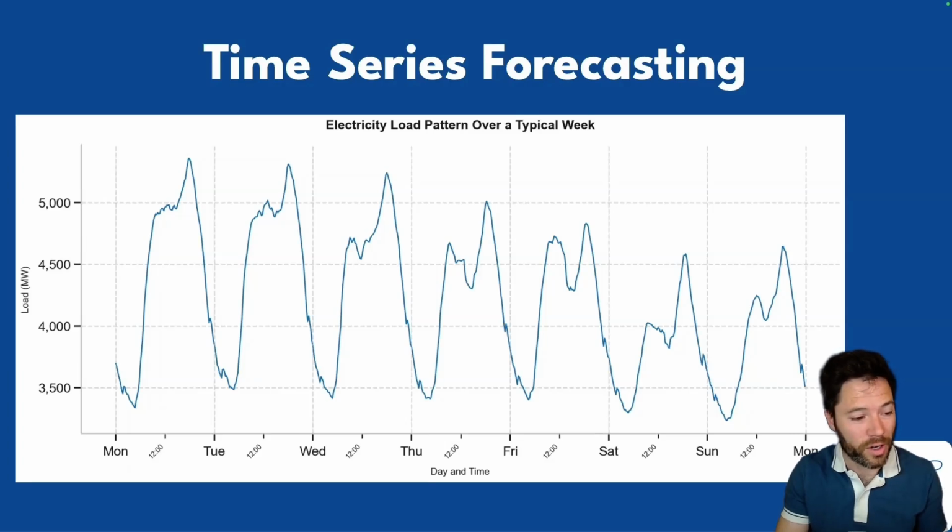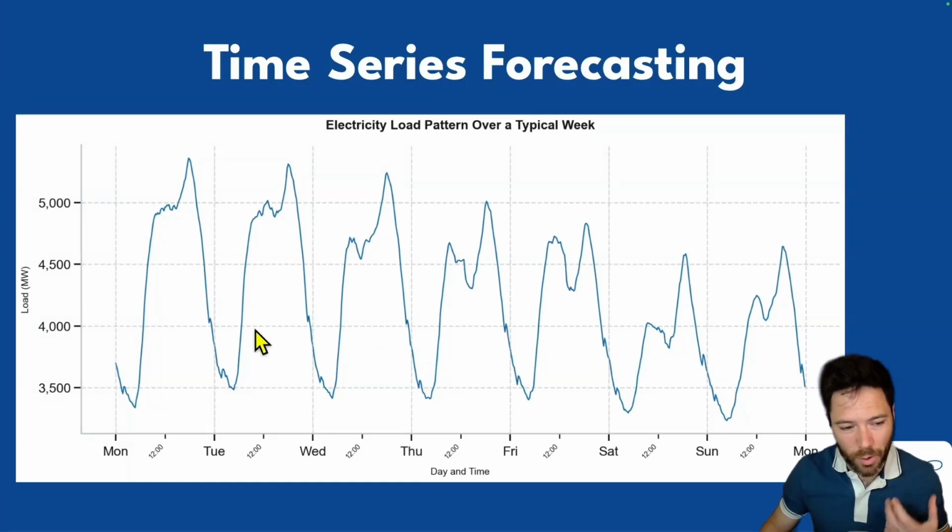What is time series forecasting? It's easiest to look at an example. Here I've got the demand of the Irish electrical grid, and the y-axis shows the load in megawatts going from 3,000 to 5,000. The x-axis shows the progression of that load over a week. You can see it oscillating from day to night here with a pattern of 7 different peaks.